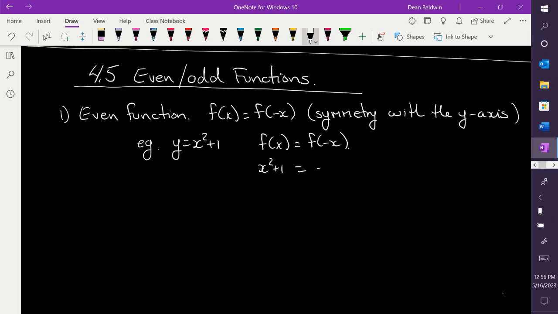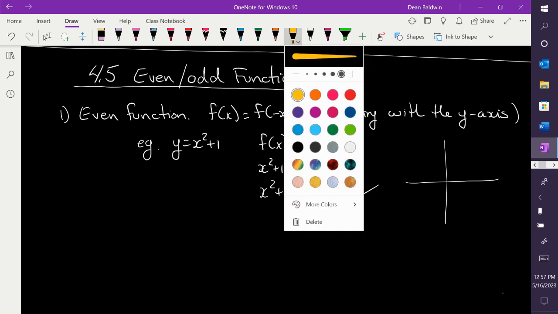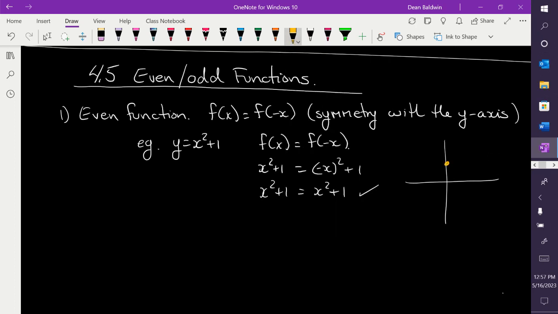So let's see if we do that. I replace the x's with negative x. What's negative x squared? It's the same, right? Which you kind of already knew because that graph, x squared plus 1, is a parabola moved up 1 unit, right? Looks like that. And you can see it has symmetry with the y-axis. That's all we're saying. So that's an even function.